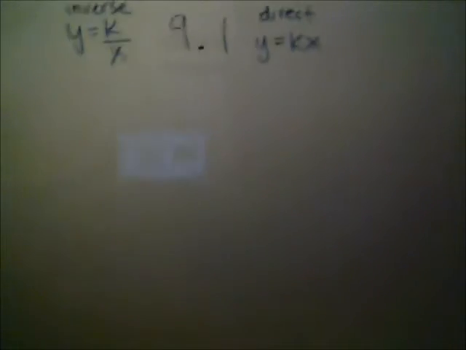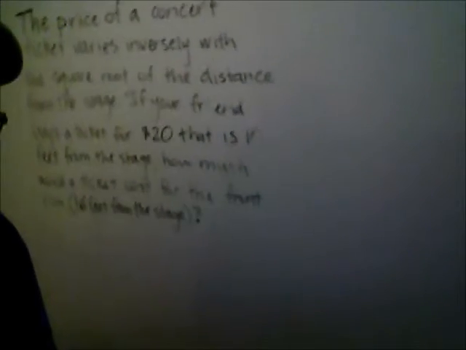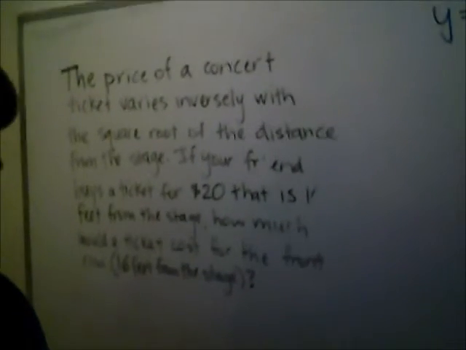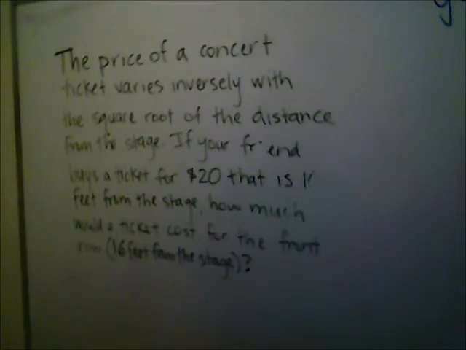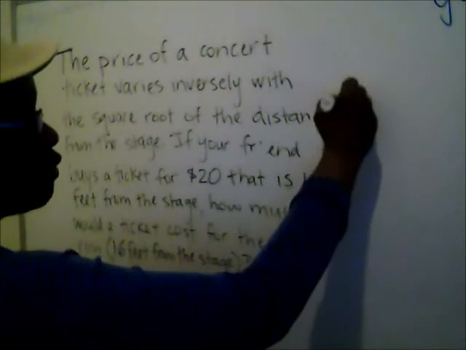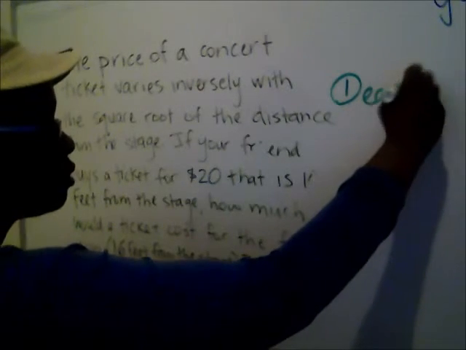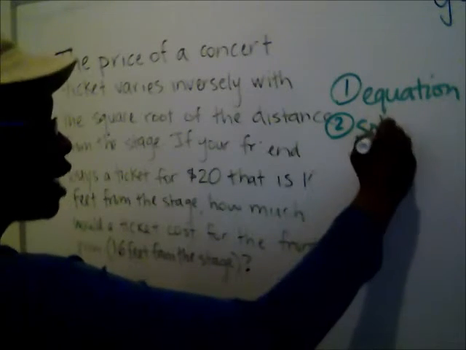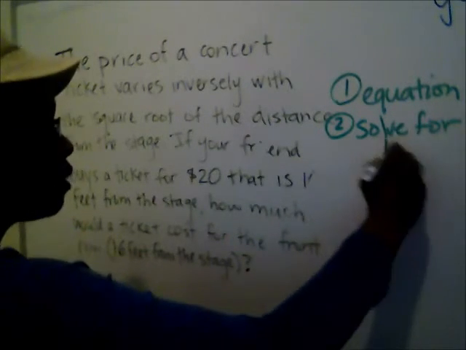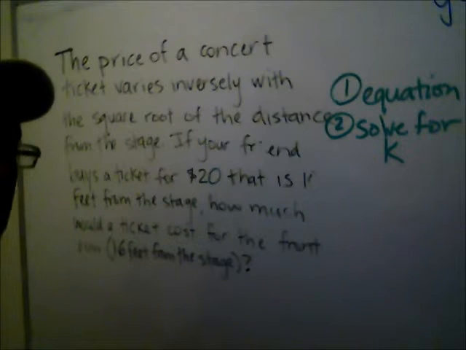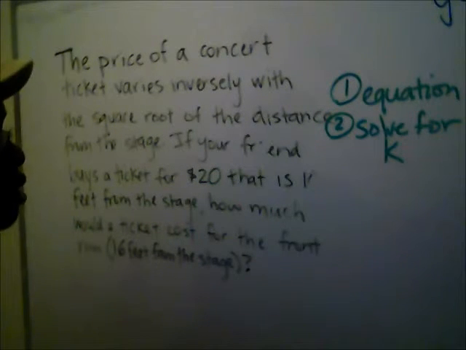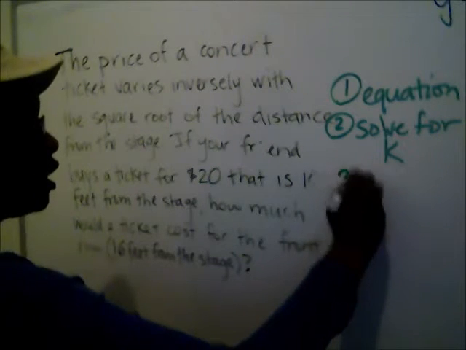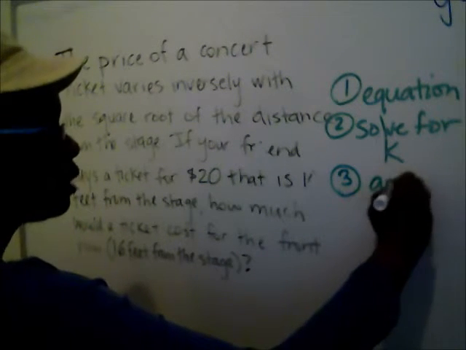So I'm just going to shift the camera a little bit. We have a word problem I already wrote out here. So one of the things with word problems is we have multiple steps that we have to do. And so the first thing for word problems is we need an equation. Okay. The second thing we're going to do, we need to solve for k. Because when we write our equations, whether they're inverse or direct, we're going to have that k value, which is a constant number. So the second thing we need to do is solve for that k value. The third thing that we would need to do is actually answer the question.